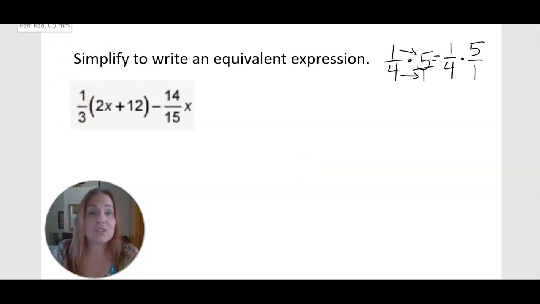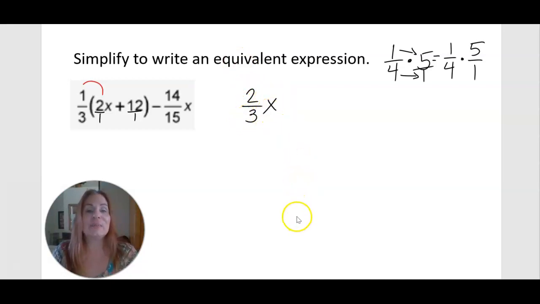Since we're going to have to distribute this 1/3, I'm going to write this as over 1 and over 1, right? Okay, so let's distribute. So 1/3 times 2/1. Remember, top times top, bottom times bottom. So 1 times 2 is 2 on top, 3 times 1 is 3 on the bottom, and then I have my x because there was an x with the 2 to begin with.